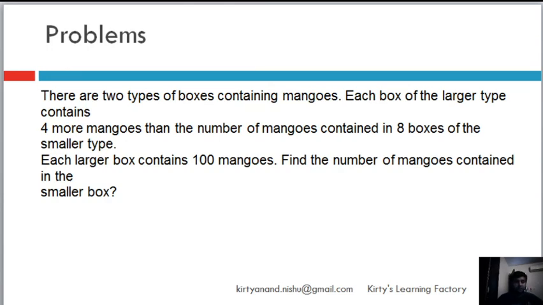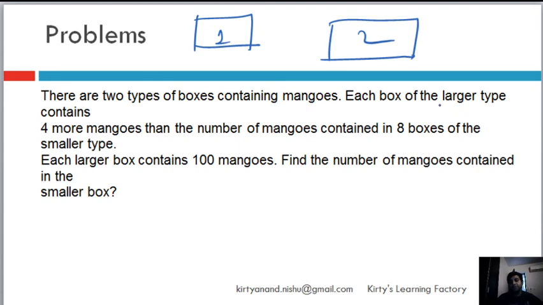Now let's solve this problem. Once again, it says that there are 2 types of boxes containing mangoes, okay. So there is box 1 and then there is box 2. Each box of the larger type, let's say that 2 is the large box and 1 is the small box, okay. Each box of the larger type contains 4 mangoes more than the number of mangoes contained in 8 boxes of the smaller type. Fantastic.